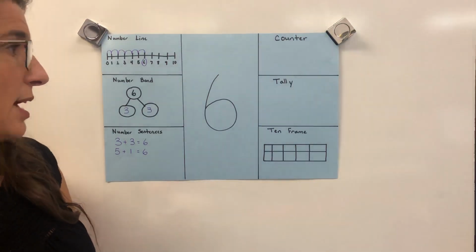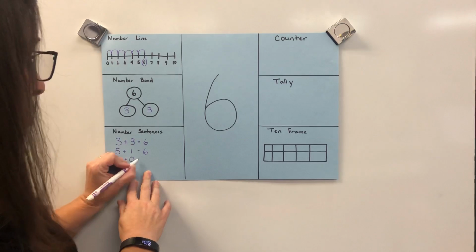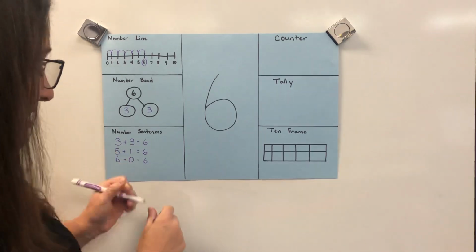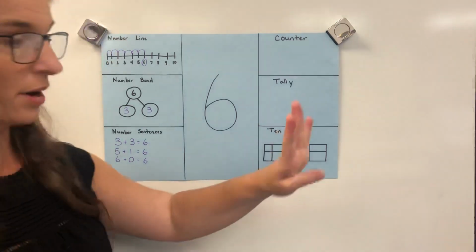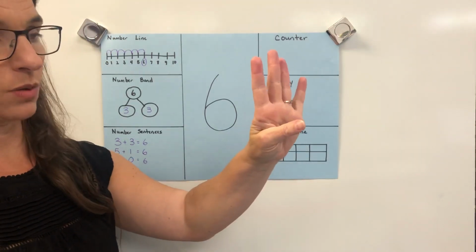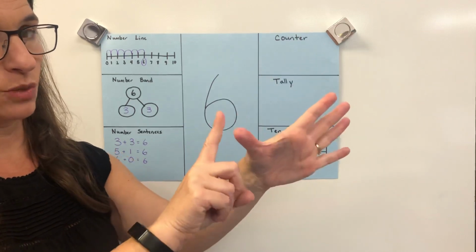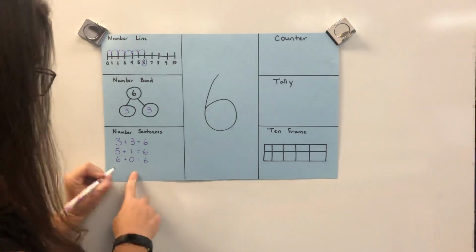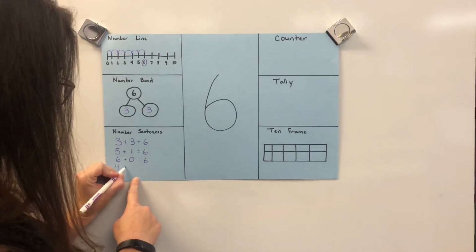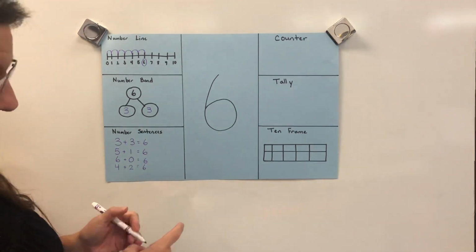You could also say 6 and 0 more makes 6. And then the one that we don't think of very often is 4 and then 2 more. So 1, 2 more. 4 and then 2 more is 6 also. So I'll put that one down. 4 plus 2 equals 6. Look at how many ways there are to make 6, a lot.